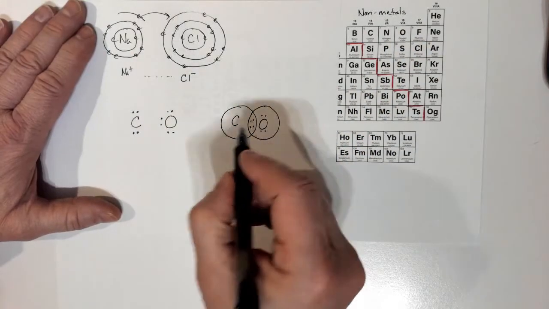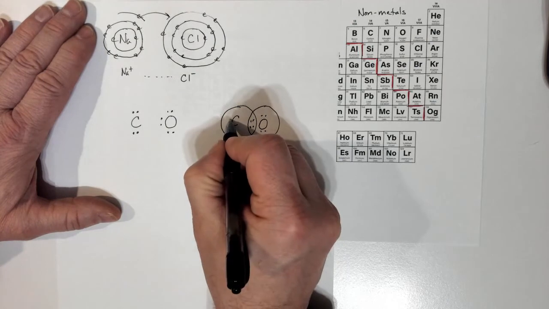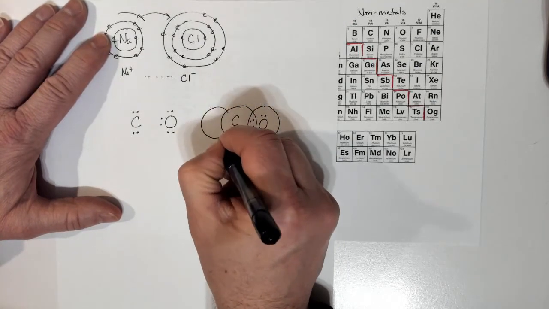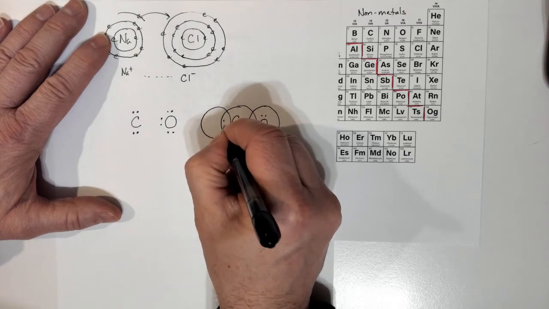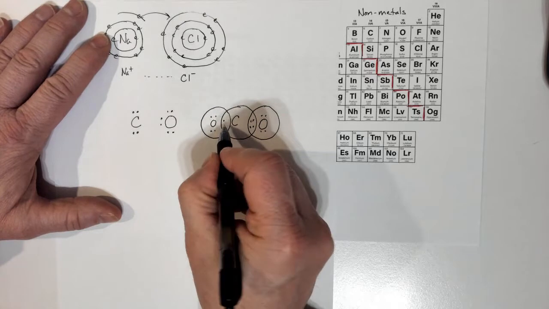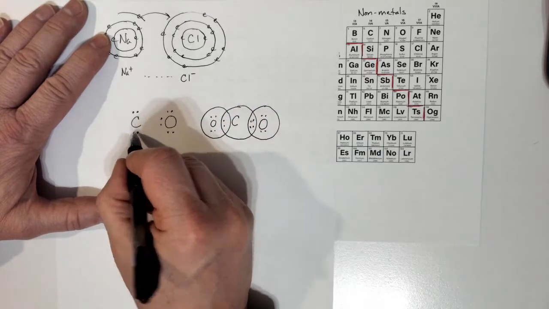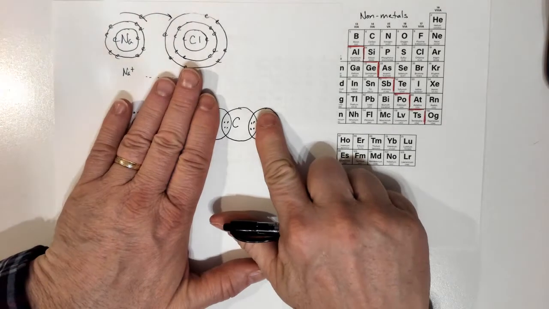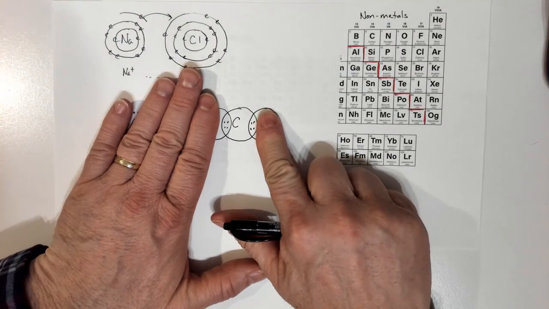Carbon, however, still has 2 more it would like to share, so what it does is it finds another oxygen, and then this oxygen also shares 2 of its 6, and this carbon, which had 4, puts 2 more here, and now carbon feels like it has 8 moving around it.